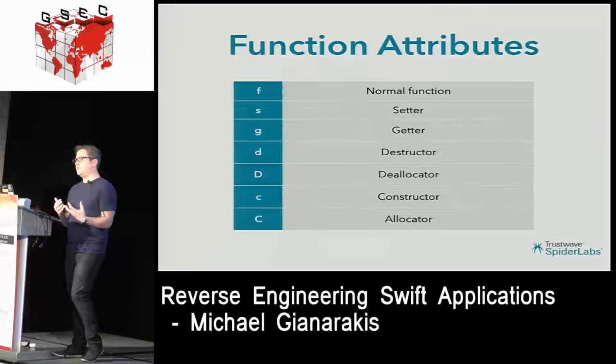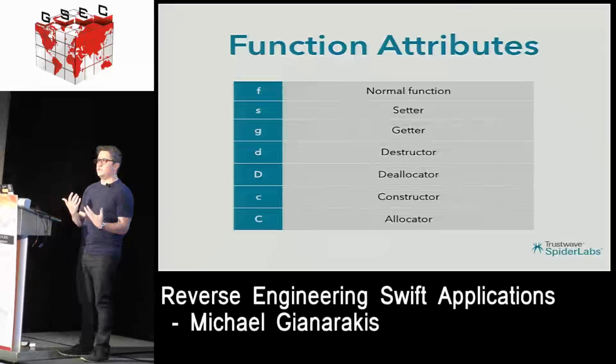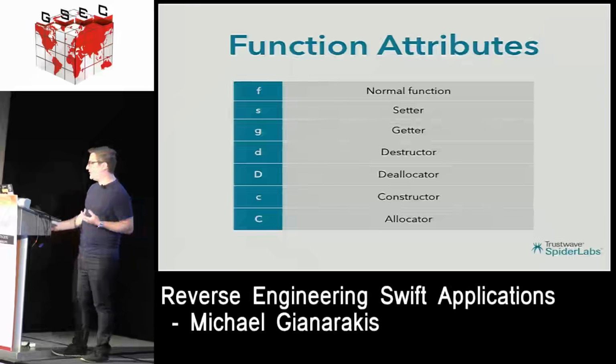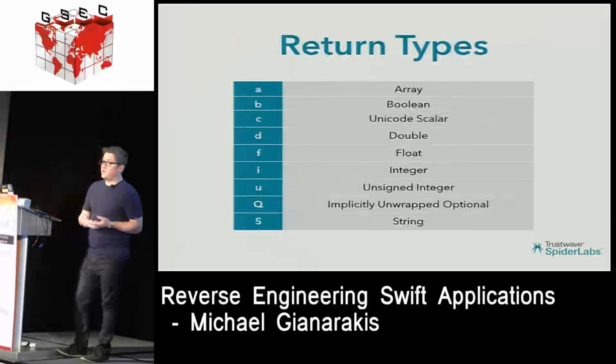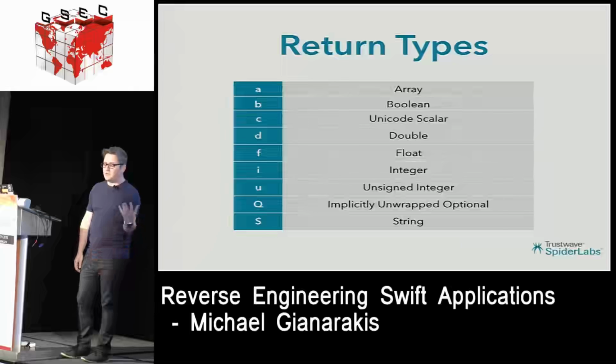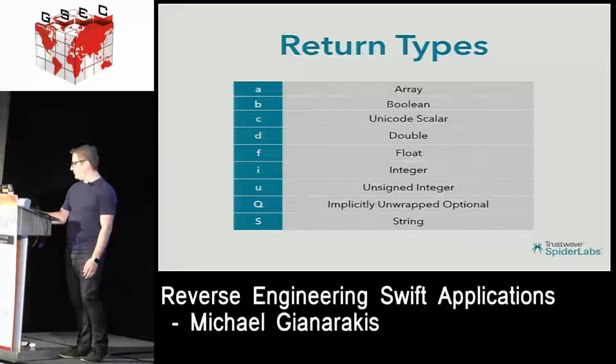Cool, so there's various function attributes. So F is just your standard normal function. Lowercase s and g for your setter and getter methods. Lowercase d and c for your destructor and constructor methods. And capital D and C for your deallocator and allocator methods. Return type, so all your standard kind of stuff there. So arrays, booleans, doubles, floats, integers, strings, the works. So that's all the different types that you can potentially have.